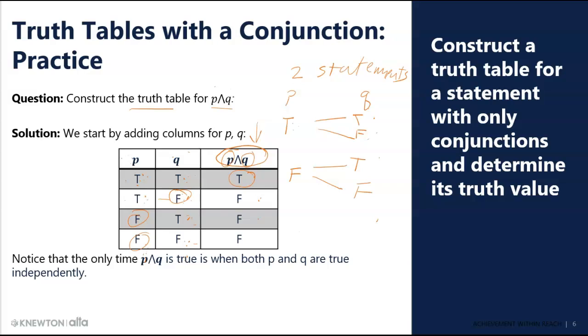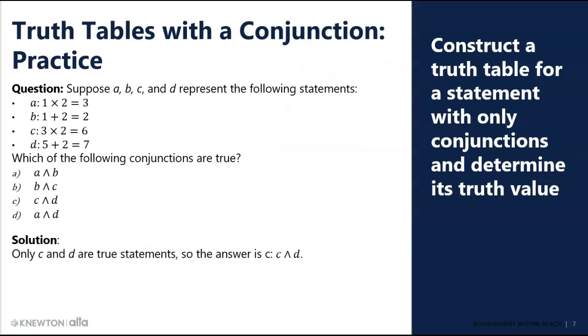The result of a true and a true is a true. The result of a true and a false is a false. The result of a false and a true is a false. And the result of a false and a false is a false. So that would be very important to know. All right, so knowing that, let's do some practice.